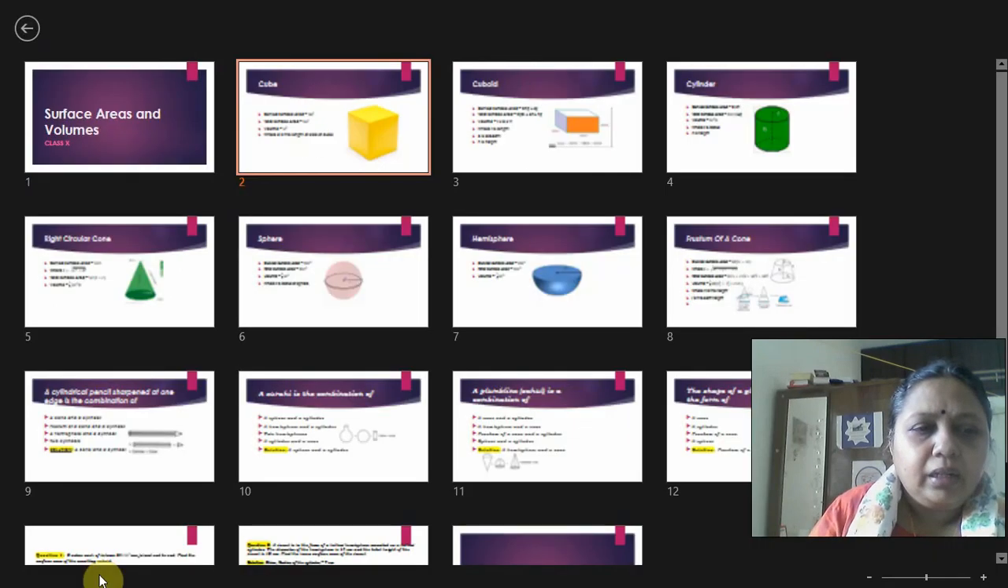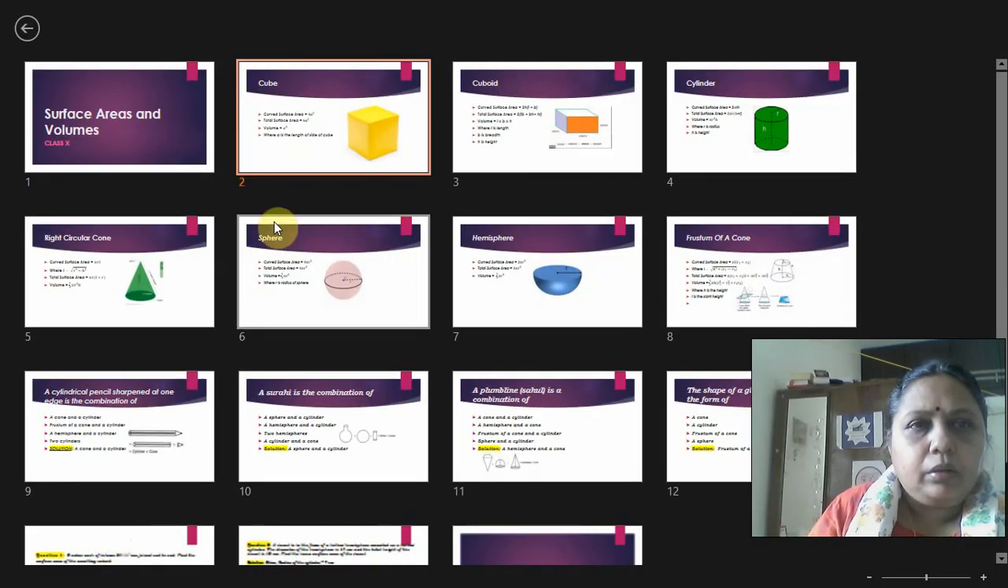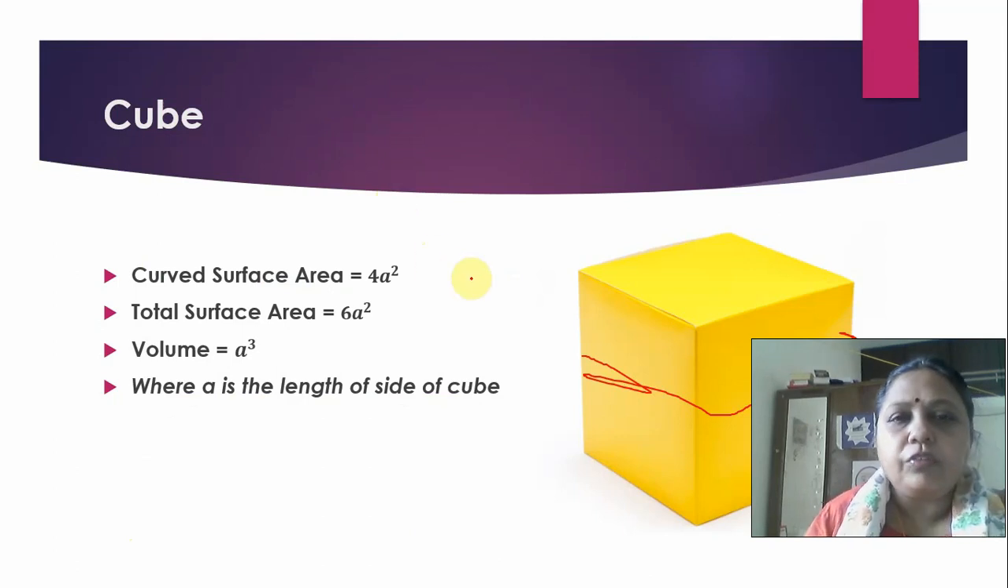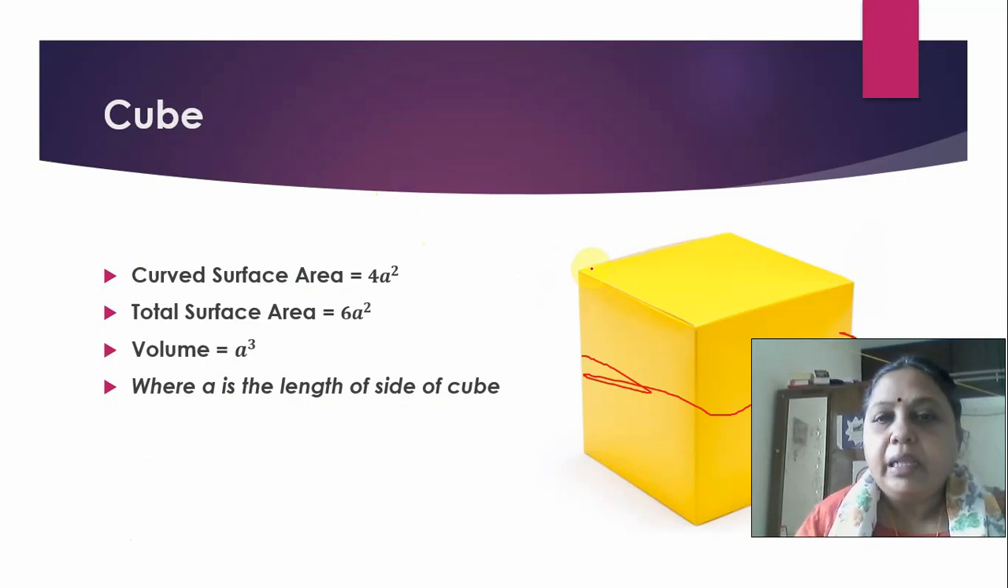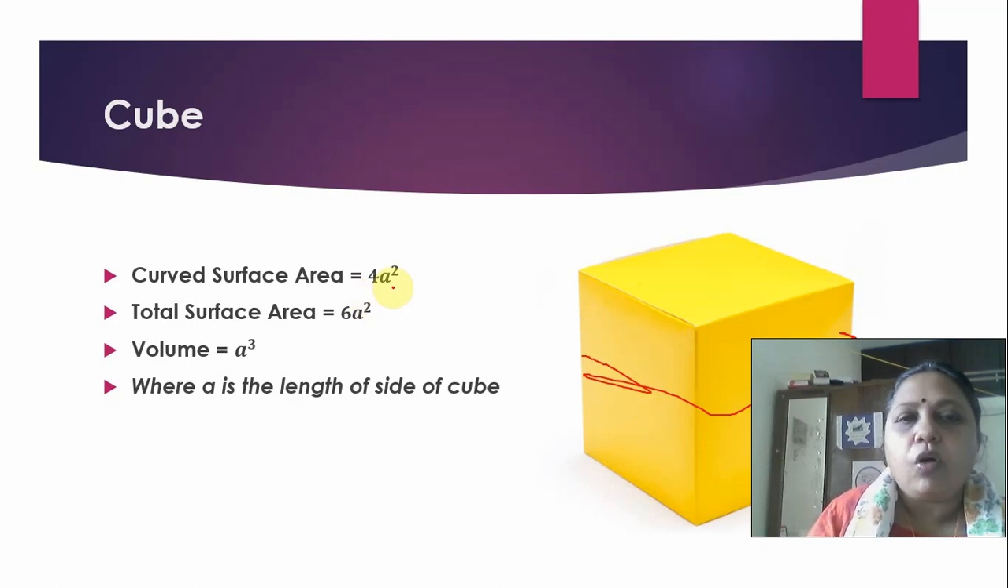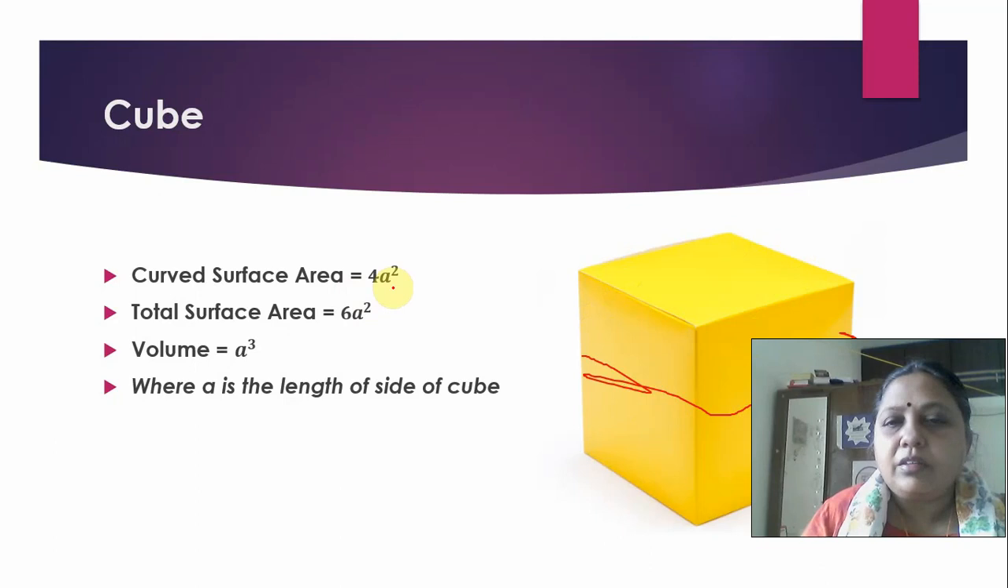That is, you get all the four sides excluding the top and the bottom. So the side of the cube is a centimeter. So you have the length and the breadth. So it is a squared. So there are four squares. So you have 4a squared. So that is how we calculate the curved surface area of the cube.